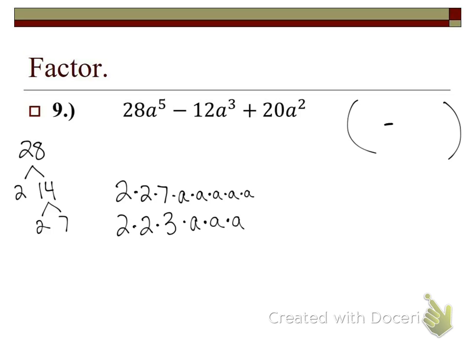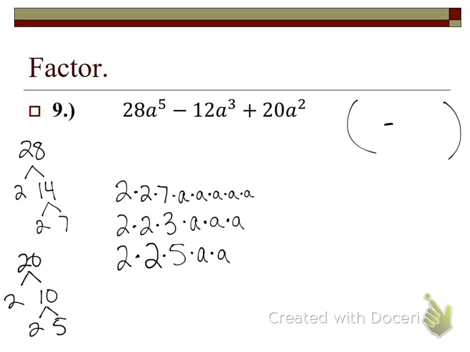All right, what about 20? 2 times 10. 10's not prime though. So if we break it into 2 and 10, 10 has to break into 2 and 5. So we really have 2 times 5 times 2 times 5. How many a's? 2. 2 of them. Okay, so we've got our lists of our prime factorizations.